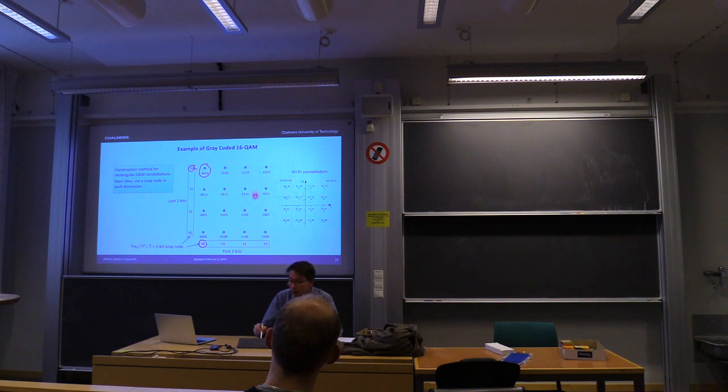The mapping here, there are many gray codes, so the mapping is not unique. You can start in different ways, but all gray codes have this nice property that if you go from one point, say this one, and you go in this direction, or this direction, or this direction, you only differ in 1 bit. And this is true for all the points.